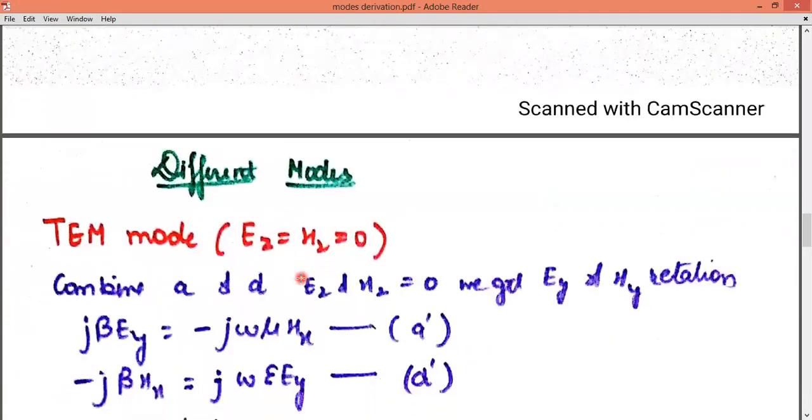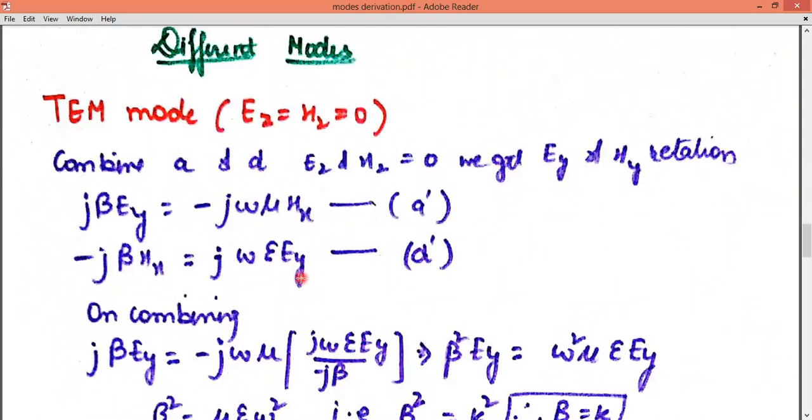Now we will derive the different modes. For TEM mode, I told you this is the transverse electromagnetic mode. Basically both electric and magnetic fields are there in this mode. What is happening in this equation is that the Ez and Hz components are 0, meaning there is no longitudinal component for this. So on combining the above equations, with Ez and Hz equal to 0, we will get the Ey and Hx relation.